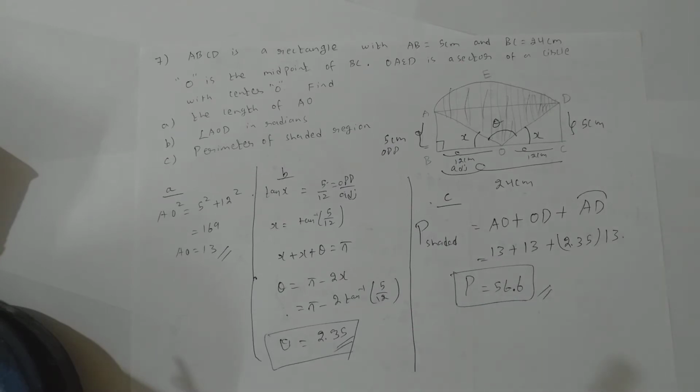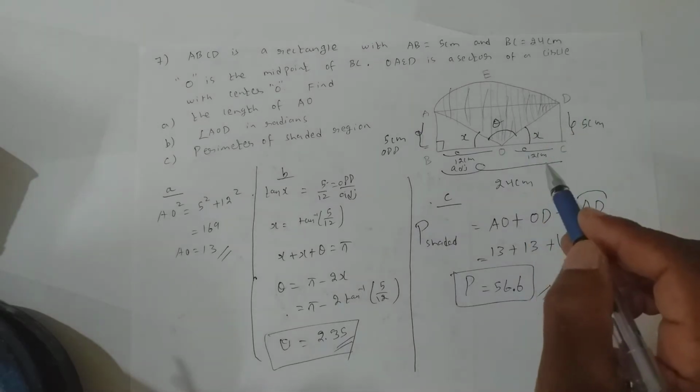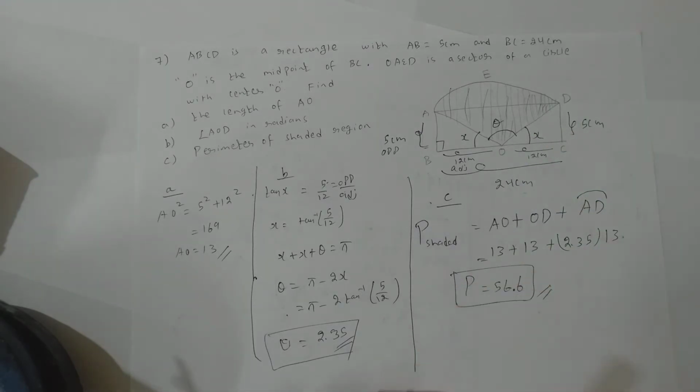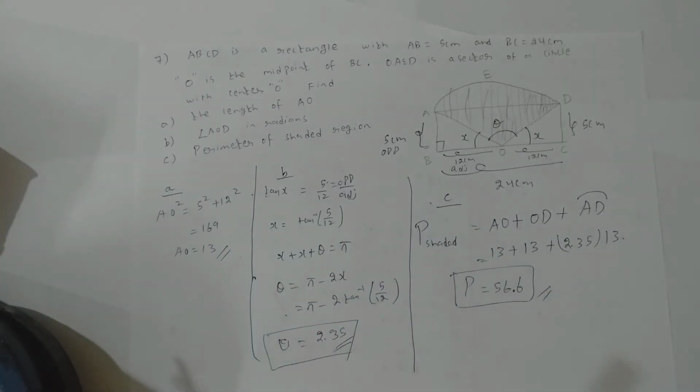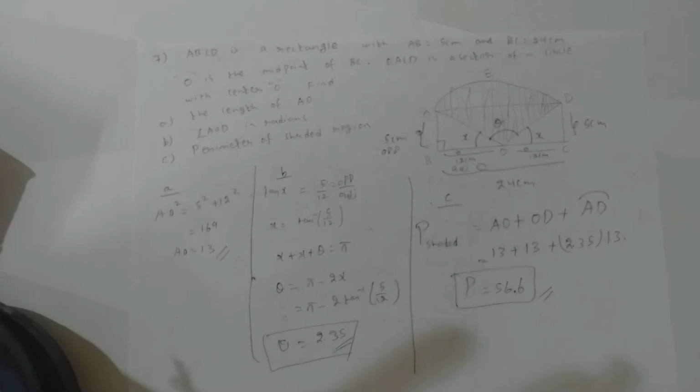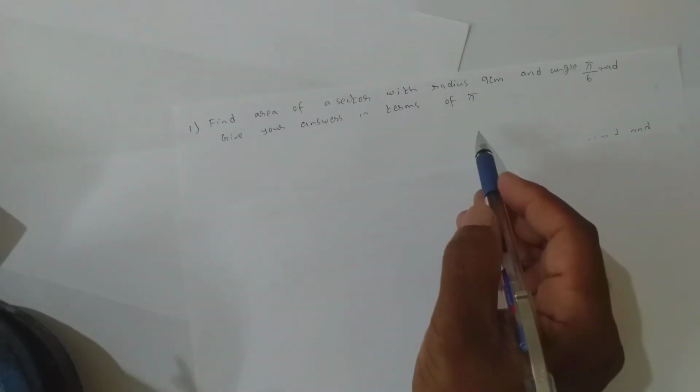Am I clear with this sum? Don't get confused looking at the diagram. If you break it down into smaller pieces and do each piece separately, you will get the solution easily. Look at the next sum now. Find the area of a sector with radius 9 and angle pi by 6, giving your answer in terms of pi.